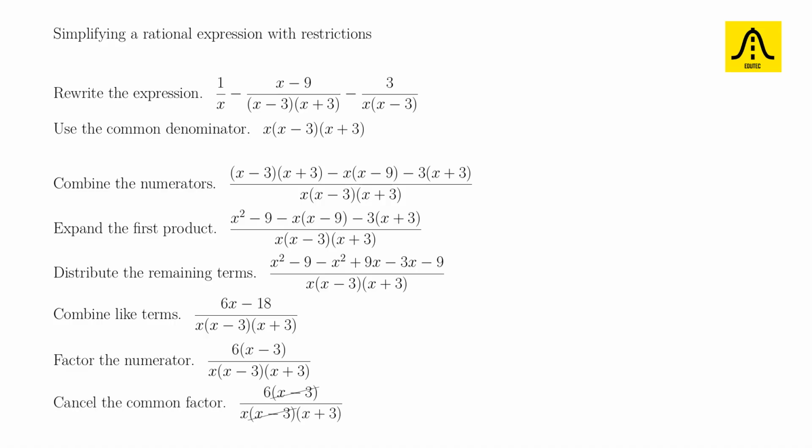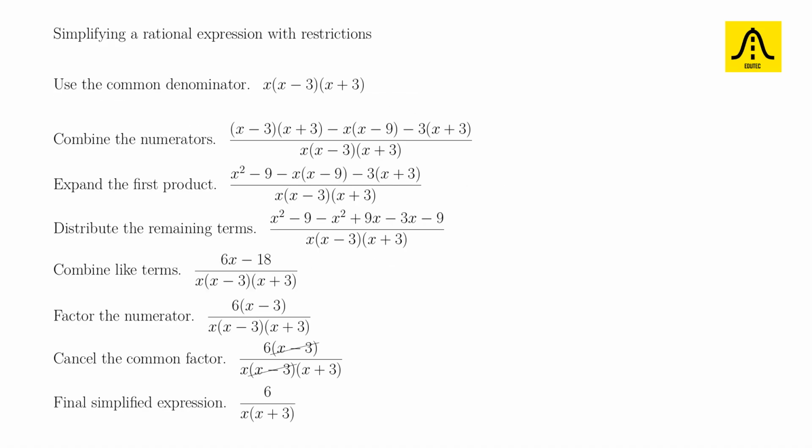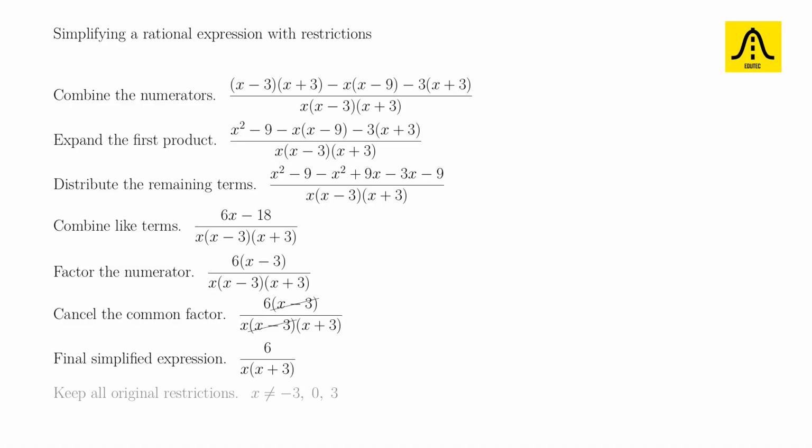We may cancel the common factor, but cancellation does not erase the original restriction. The simplified expression is 6 over x times x plus 3. The original restrictions remain. X cannot be -3, 0, or 3.